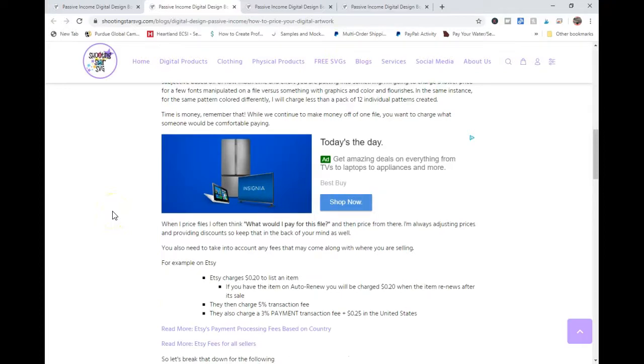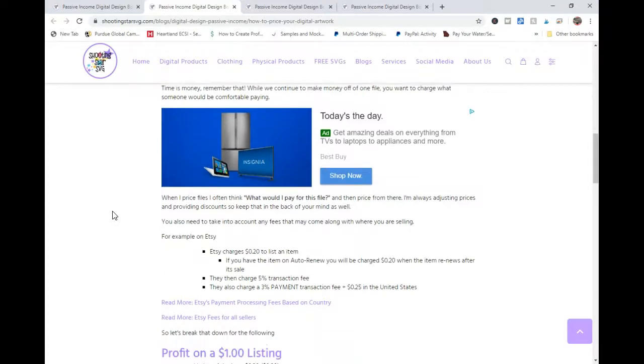Another thing that I consider when I'm pricing my files is what would I pay for it? And I usually try to keep that in the back of my mind. So think to yourself, hey, if I was on Etsy and I was looking for a design, what would I pay? And then kind of price from there. I'm constantly adjusting prices and providing sales so that way I can keep my items at the forefront of Etsy and other places. So just keep that in the back of your mind.